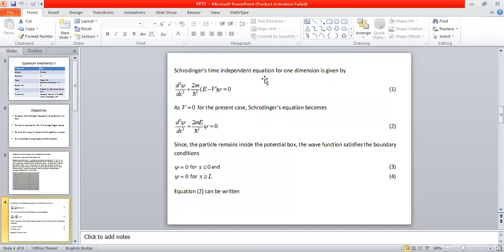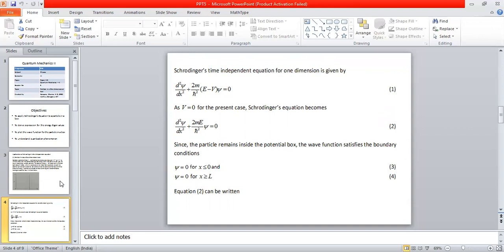Now, Schrodinger's time-independent equation for one dimension is given by the following. In one of my previous sessions, we already found the expression for Schrodinger's time-independent equation for one dimension. The equation is d square psi by dx square plus 2m by h cross square times (E minus V) psi is equal to 0. This is the general form of the Schrodinger's time-independent equation, equation 1.